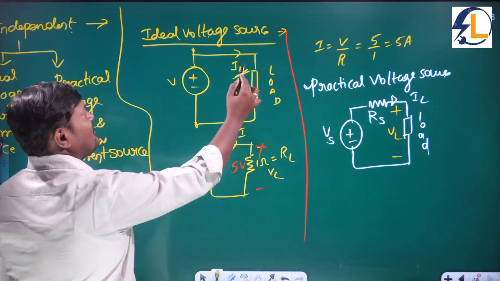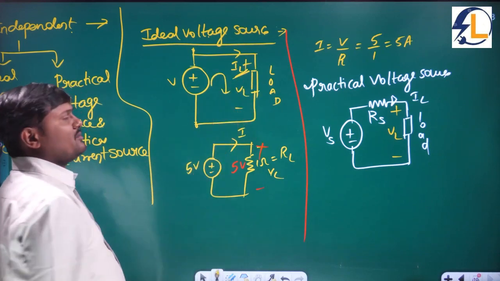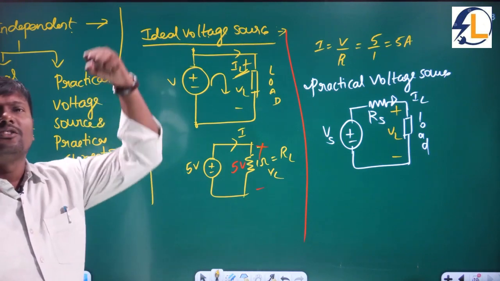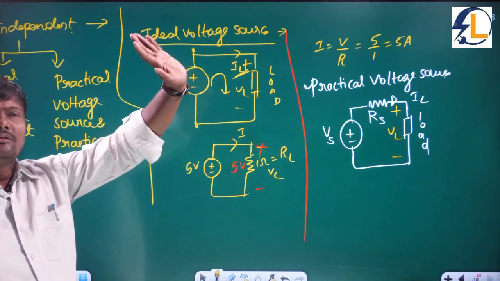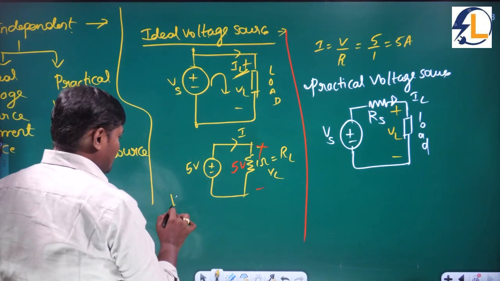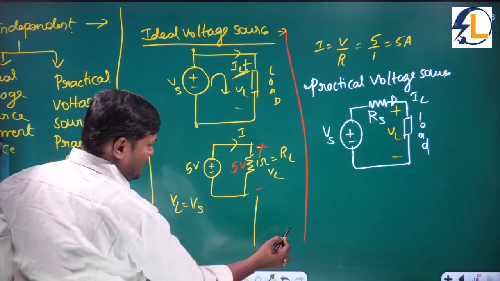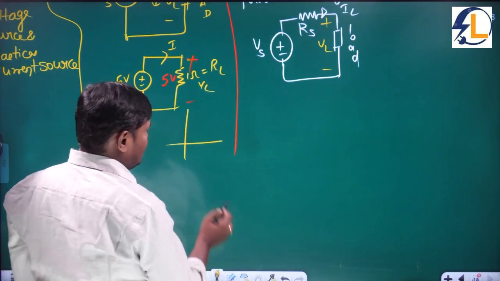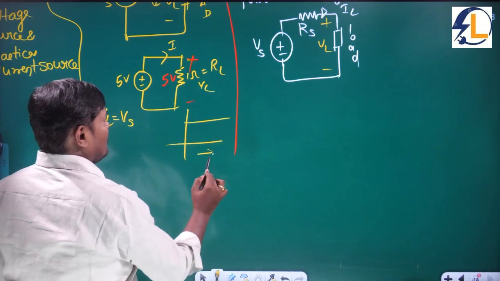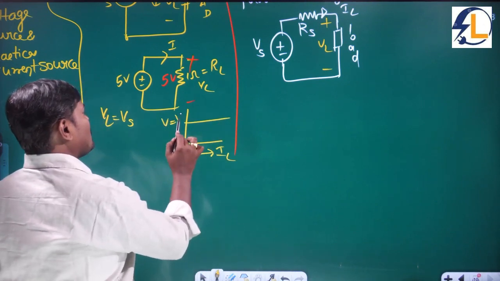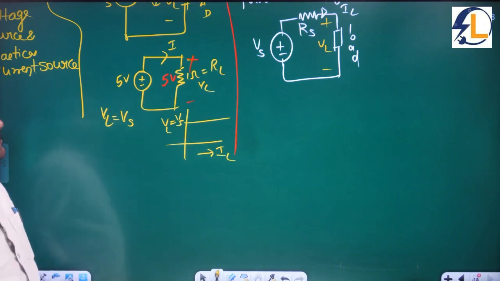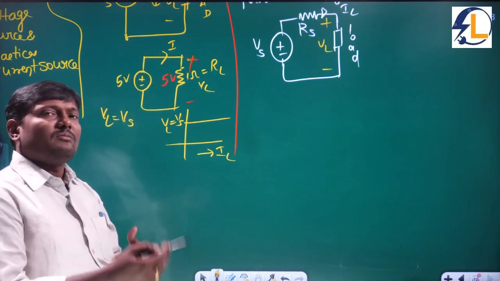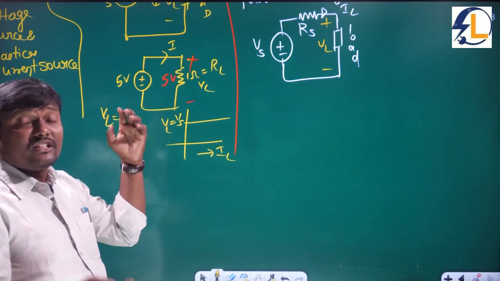Now what is VL? Apply KVL to this loop, Kirchhoff's voltage law. Otherwise, if you don't know Kirchhoff's voltage law, I have 5 rupees and the entire 5 rupees is given to the load, which means VL is equal to Vs. So even if you vary the load current, is there any change? No change in the load voltage because it is independent. Even if you connect more loads, there is no change. So that is an ideal case.